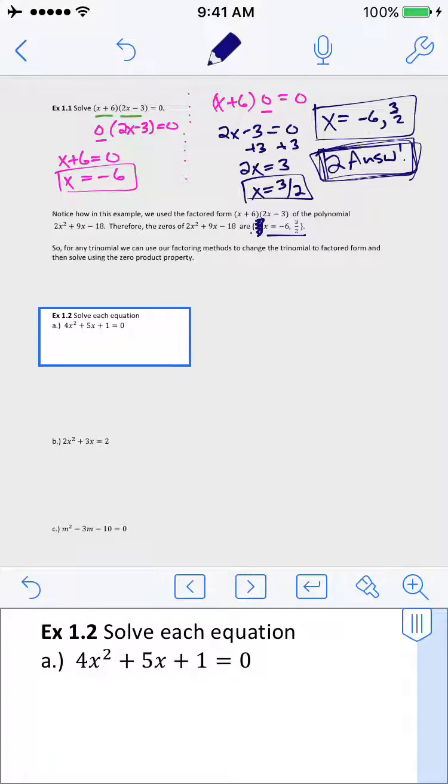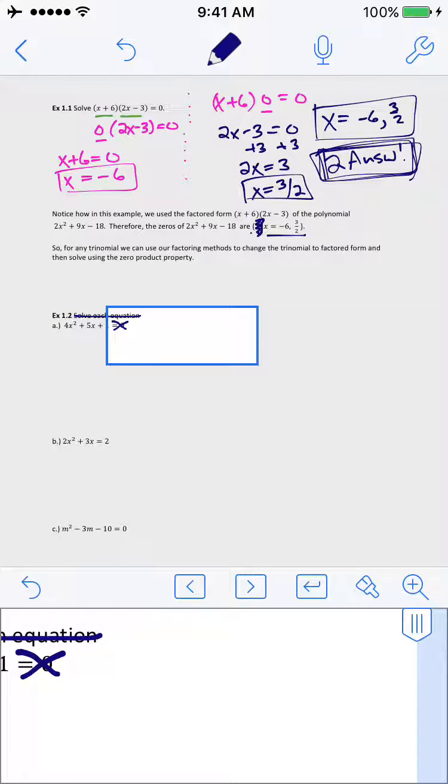So since we've done most of this already, since most of this comes out of 6.1, 6.3, I'm just going to jump right into example 1. Okay, example 1.2. 4x squared plus 5x plus 1 equals 0. What I'm going to do is pretend I don't see that right now. And I'm going to pretend the instructions say factor. Okay, I'm going to come back to that part in a minute, but I'm going to pretend this says factor.